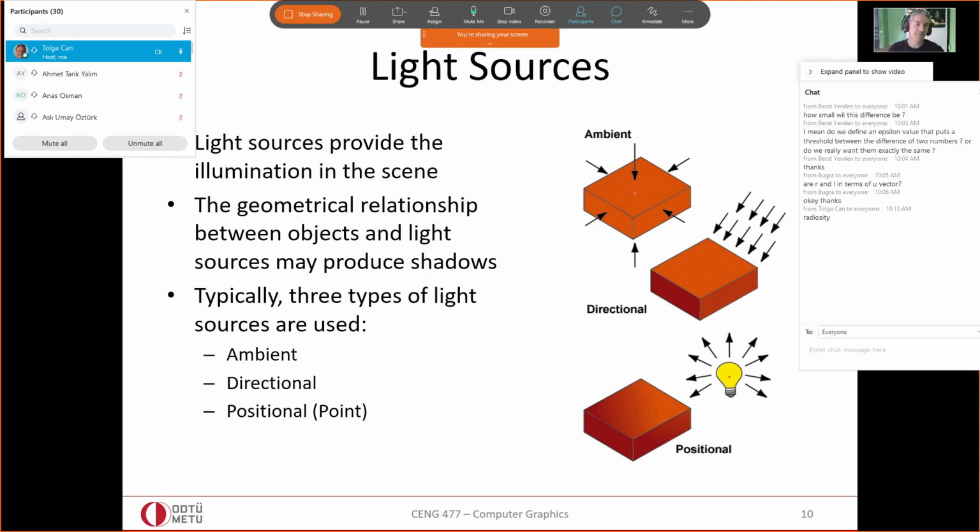I mean, this will tell us, for example, that the ambient light basically tells you that even if you're in shadow, are you totally dark?